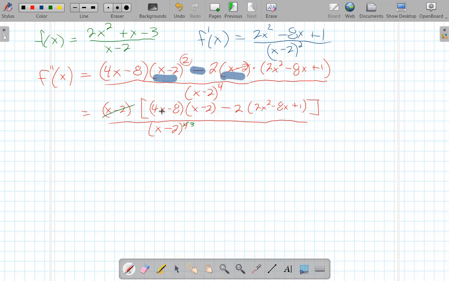And that's pretty typical with second derivatives of rational functions. All right, we're going to distribute this stuff out here. And we're going to distribute the -2 and then clean it up. So what do we get? We get 4x squared. And then we're going to get a -8x and another -8x. So -16x. Negative times negative is a +16. And then distributing the -2 here, we're going to get -4x squared plus 2 times 8 is 16x, and -2 times 1 is -2. And ooh, lots of stuff cancels there.